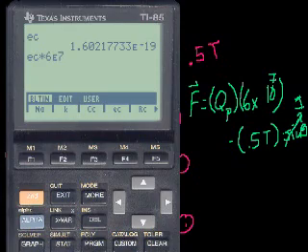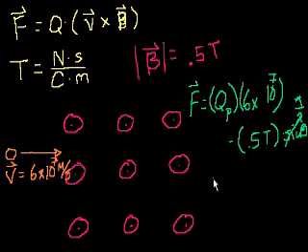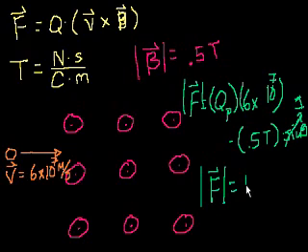6e7 is just, you press that EE button on your calculator, times 0.5 teslas. Make sure all your units are in teslas, meters, and coulombs, and then your result will be in newtons. And you get 4.8 times 10 to the negative 12 newtons. Let me write that down. So the magnitude of this force is equal to 4.8 times 10 to the minus 12 newtons.